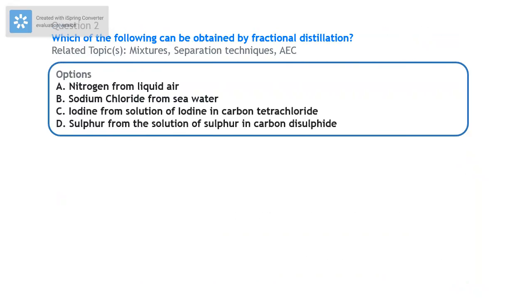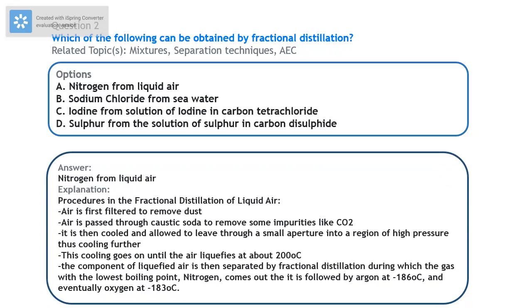Next question on mixtures. Which of the following can be obtained by fractional distillation? Fractional distillation can be used to obtain nitrogen from liquid air. From liquefied air we can obtain nitrogen by the fractional distillation of liquid air.